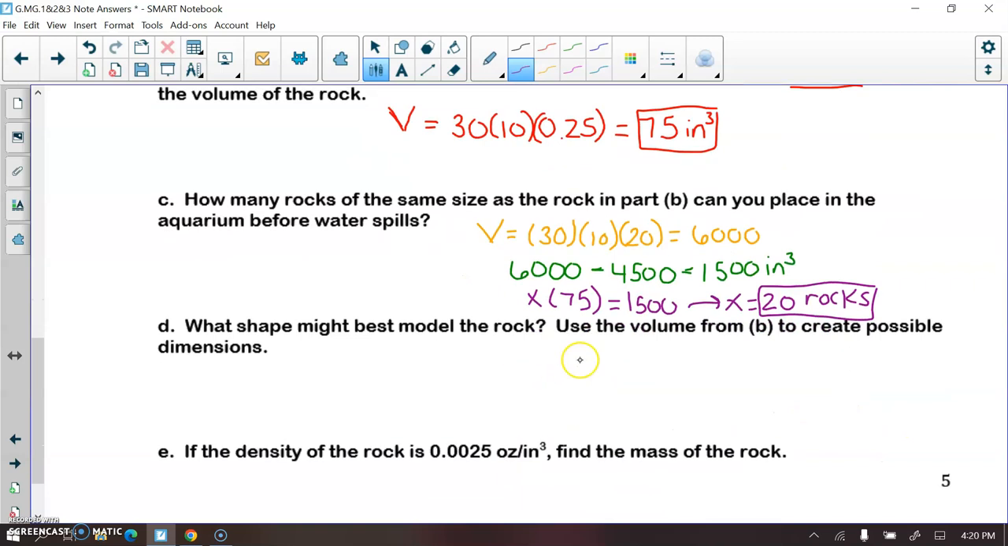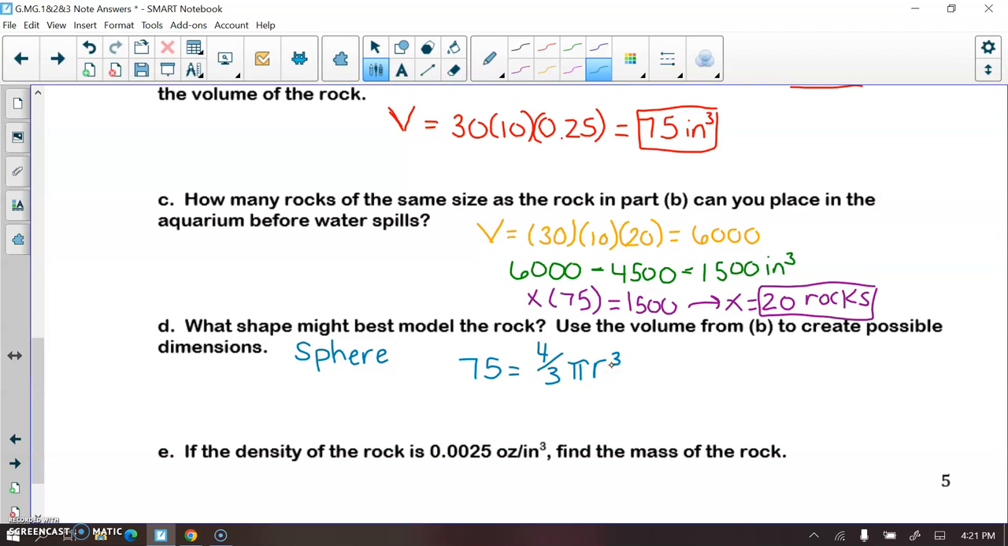What shape might best model the rock? We're going to use the volume from part B to create possible dimensions. A rock is typically in the shape of a sphere. So the shape that might best model the rock would be a sphere. And now we need to find the radius of our sphere in order to find the dimensions of the sphere. So the volume of each rock is 75. So if I set 75 equal to the volume of the sphere formula, which is 4/3 pi r cubed, I can figure out what the radius would be of each of these rocks.